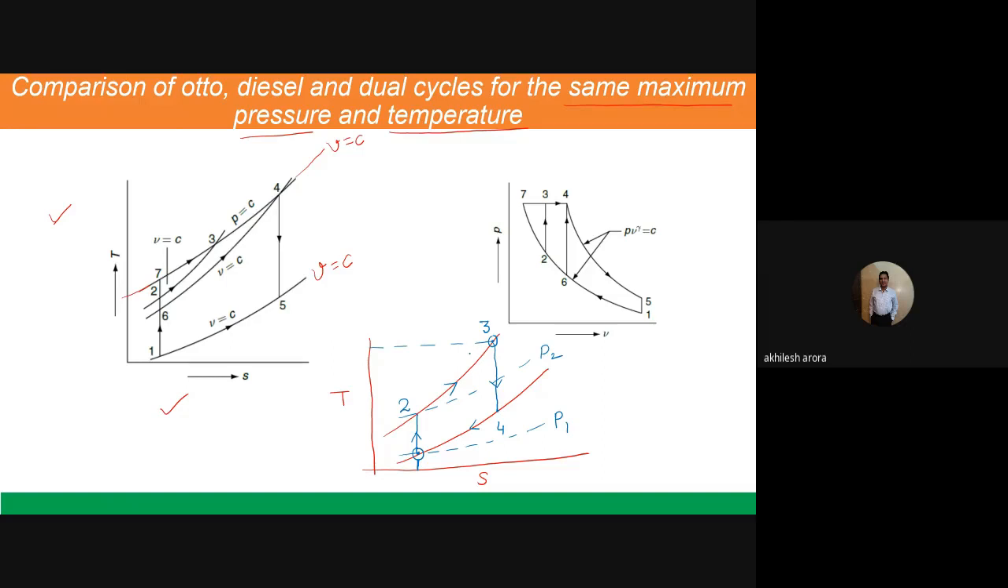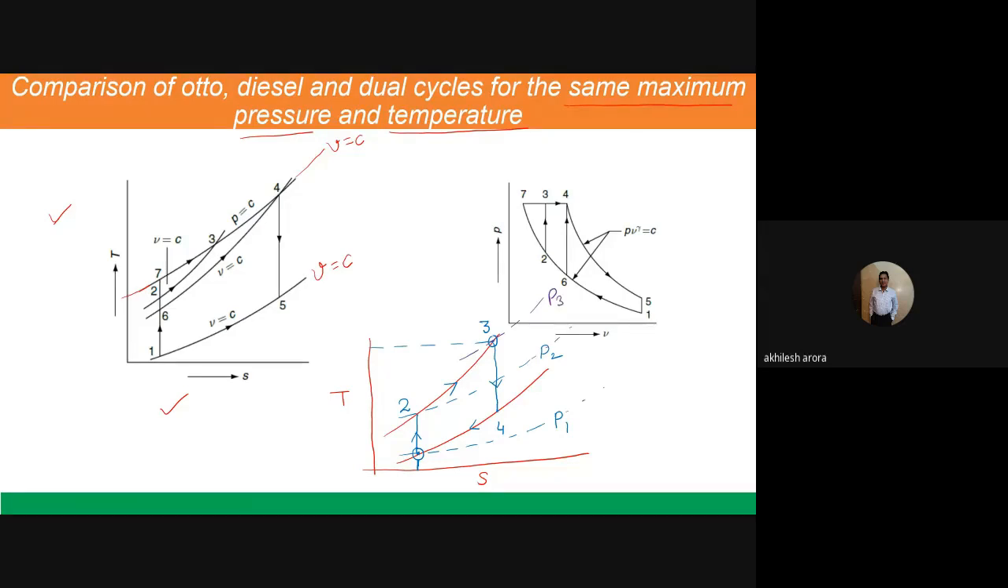Okay, these lines will not intersect, they will extend. So I have drawn it a little bit in a wrong manner here. So I will rub it. Okay, I will draw it again. So it will go something like this. Okay, this is going like this, this is going like this. So this is the pressure at point number 3. And if I have to draw the pressure line here, so this is the pressure at point number 4.